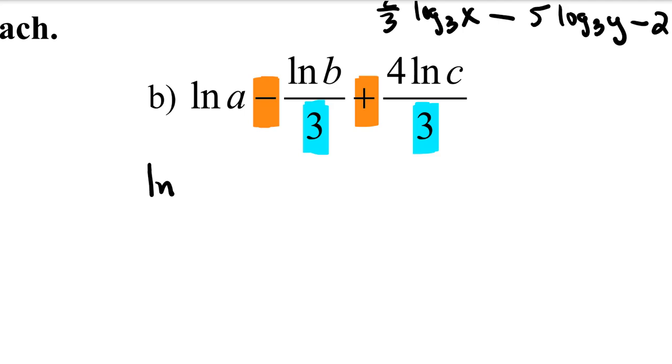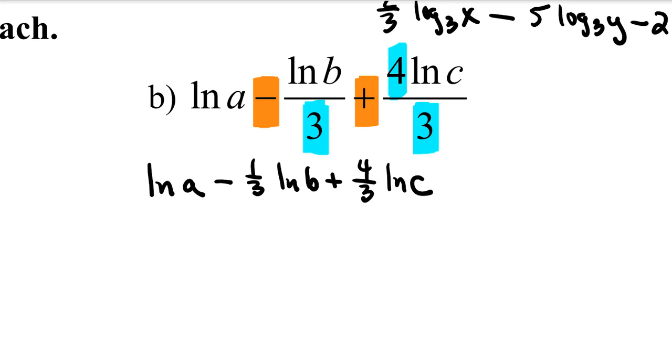So when we start out, we're going to have natural log of a minus 1/3, and then natural log of b plus, and then here's where you got to be careful, because you also have this 4 sitting right out there. So they're going to combine together, and they're going to give us 4/3, that fraction. And then natural log of c. So those pieces right there are going to go right out in front of the natural log.